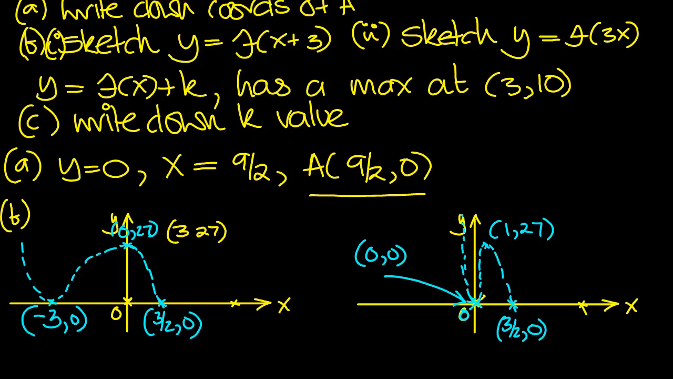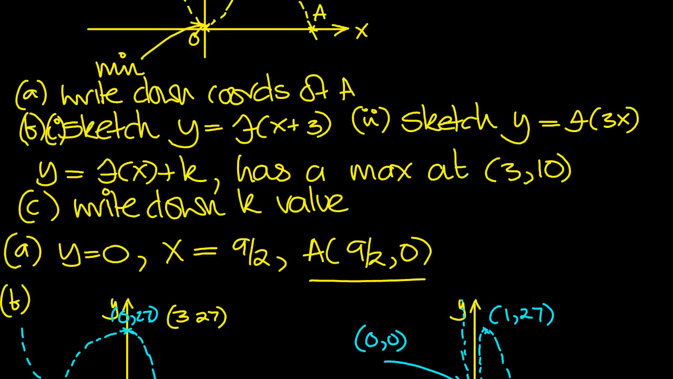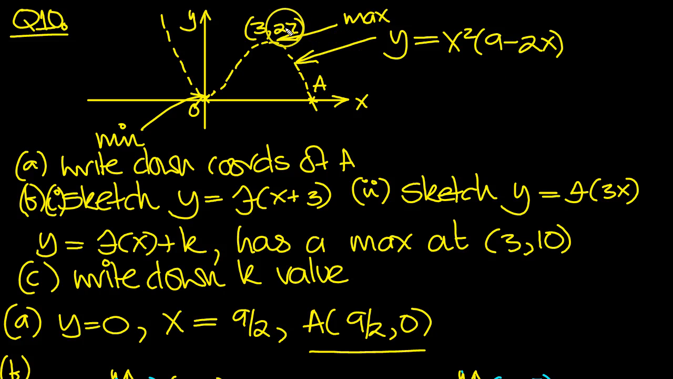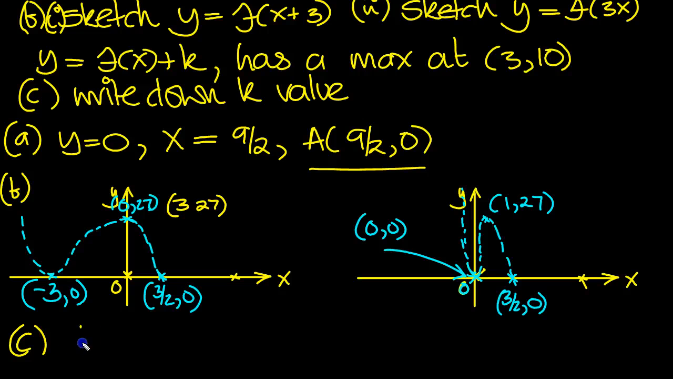So, part C now. y equals f of x plus k has a maximum at (3, 10). Write down the value of k. Well, it has a value of 10. The former curve had a maximum at 27, didn't it? This only has a maximum at 10, so as though it's 17 less. So k must be minus 17, mustn't it? For it to lower the maximum from 27 down to 10, it must be minus 17. So because it's plus k, k equals minus 17. And it asked us to write it down.